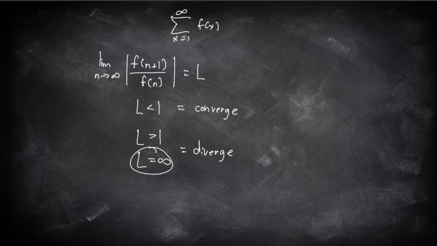Now, if our limit is infinity, that means the bigger one is increasing at a really fast rate compared to the smaller one. So the sum is going to get bigger each time, which makes sense for why the ratio test works. Now let's try to do this with some examples.